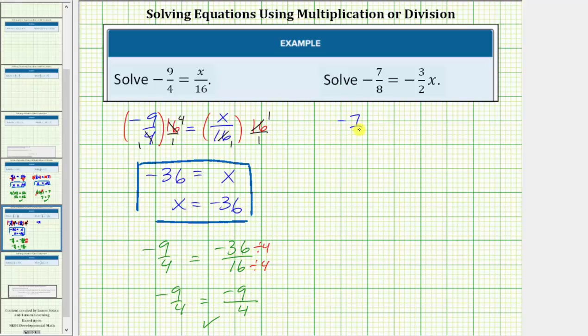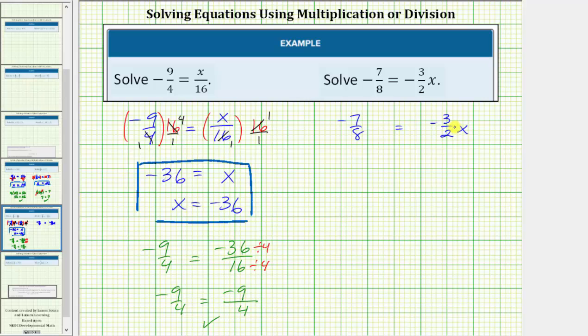We have negative 7/8 equals negative 3/2 x. Again, the solution is a value of x that satisfies the equation or makes the equation true. In order to solve, we need to isolate the variable. Looking at the right side of the equation, we have negative 3/2 x, which means negative 3/2 times x. So we're probably thinking in order to isolate the variable, we need to undo this multiplication by dividing both sides by negative 3/2.